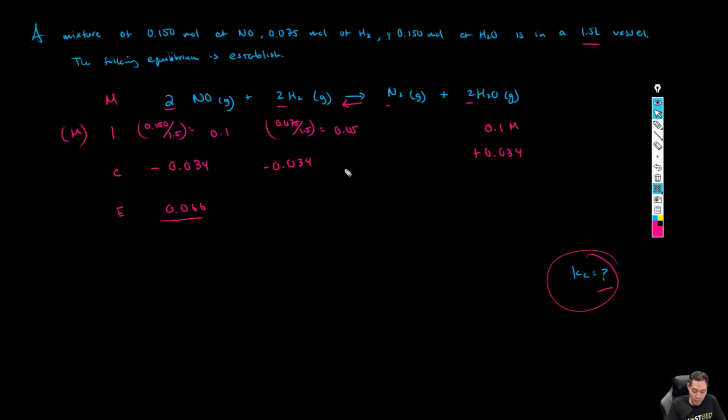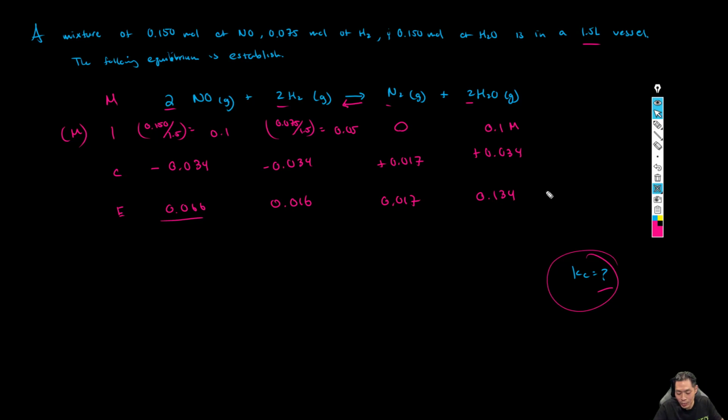So 0.034 divided by 2, make sure I get that right. This one's going to be plus 0.017. And that's pretty much it. It's going to start off at 0. This one's going to subtract, so 0.05 subtracted by 0.034 is 0.016, 0.017, and then 0.1 plus 0.034, I can do that in my head, 0.134.